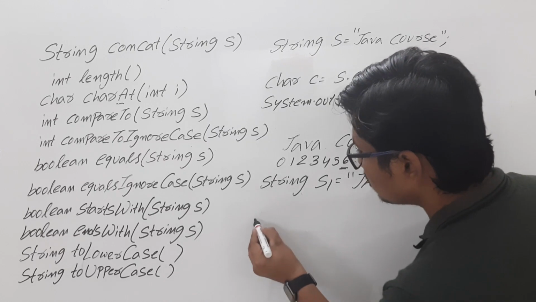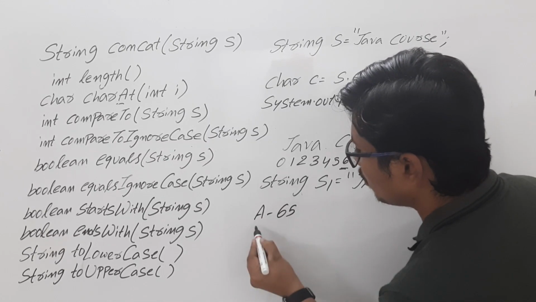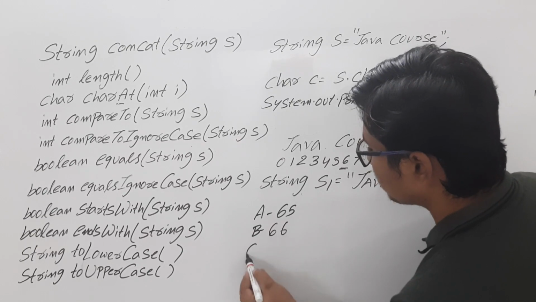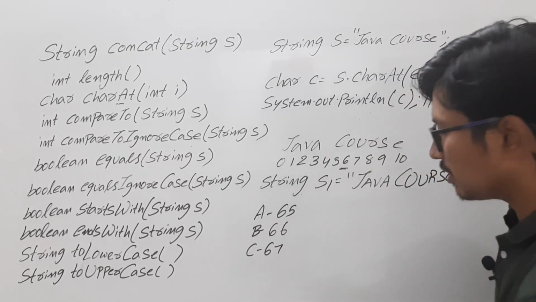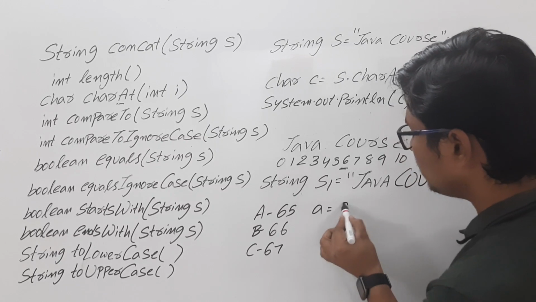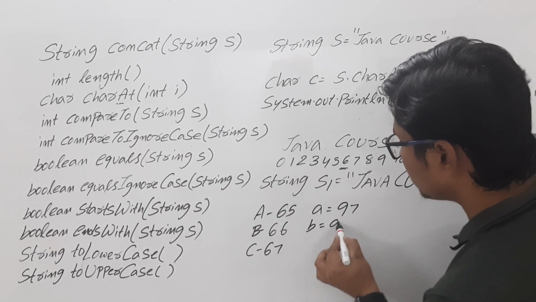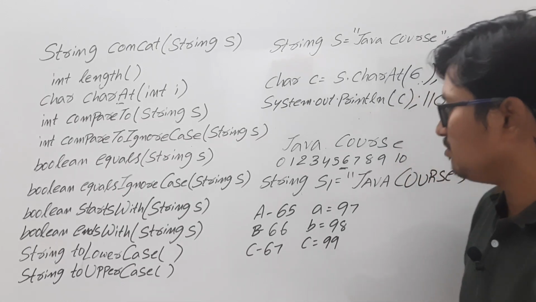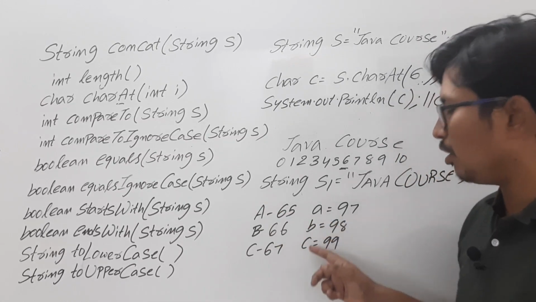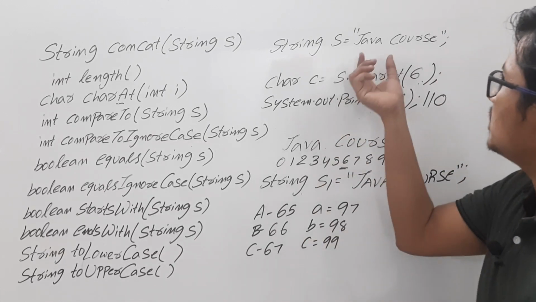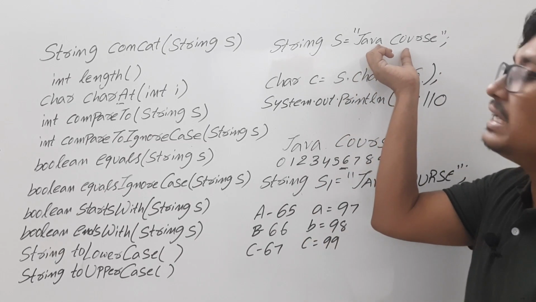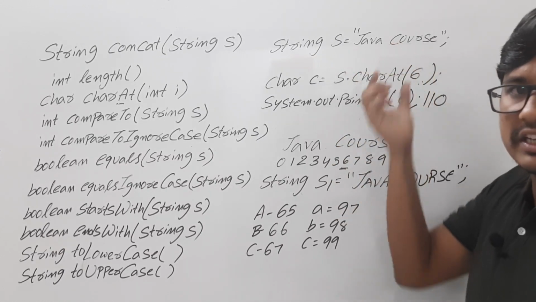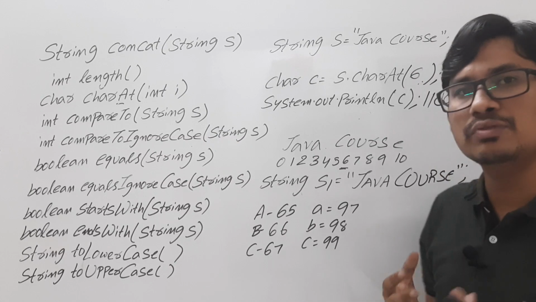What is the ASCII value of capital A? It is 65. Capital B is 66. Capital C is 67. For lowercase a, it is 97. Small b is 98. Small c is 99. So the ASCII values for uppercase and lowercase letters are different. That's why the computer recognizes them differently. But as human beings, a string written in uppercase or lowercase is the same for us.